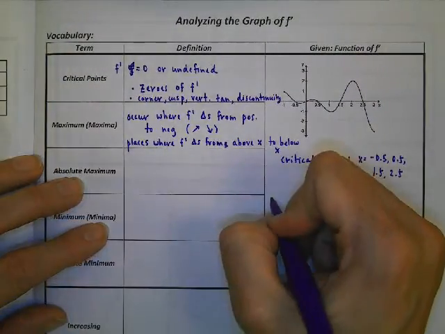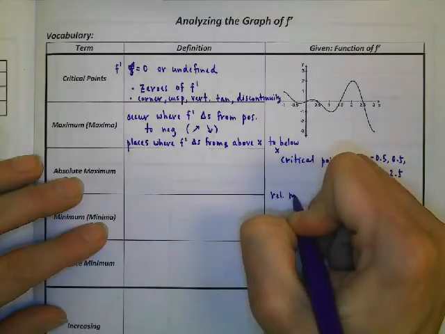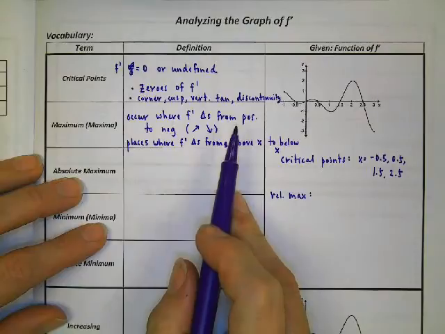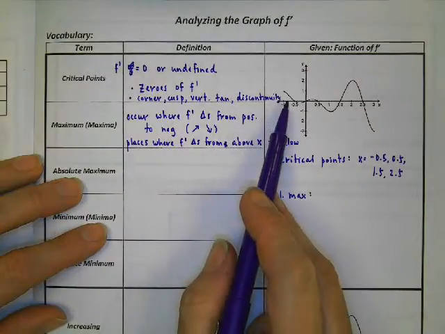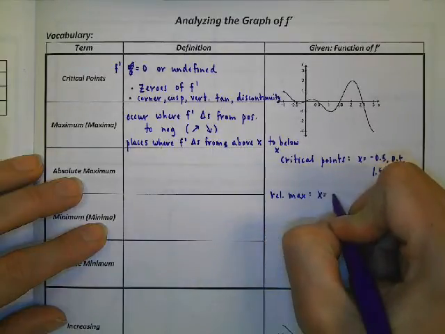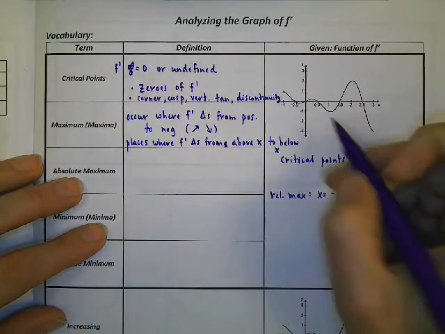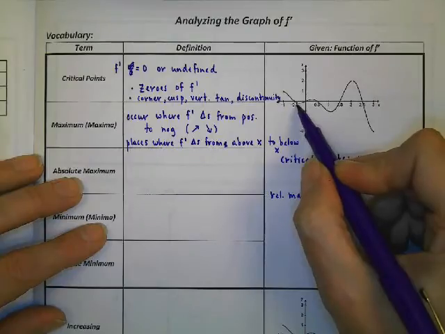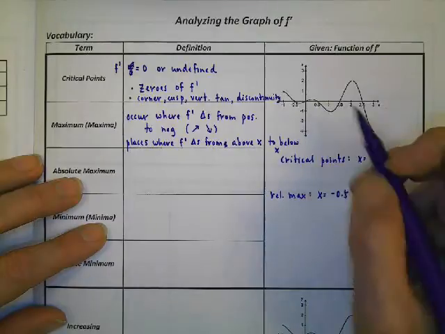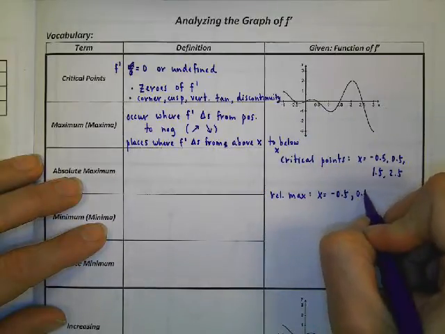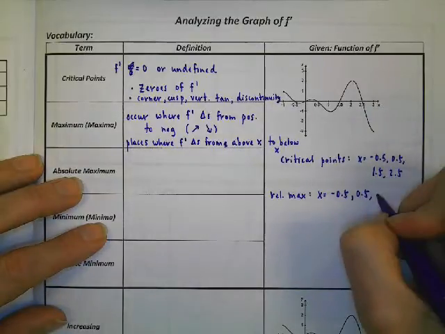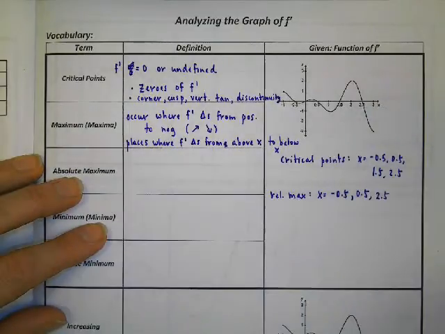So in this case, our relative maximum values, again, I'm looking for where I change from above the x-axis, where f prime is positive, to where it's below, where f prime is negative. So those are going to occur at x equals negative 0.5. I go from above to below. At 0.5, again, I'm going from above to below. And then I'm also going from above to below the x-axis at x equals 2.5.